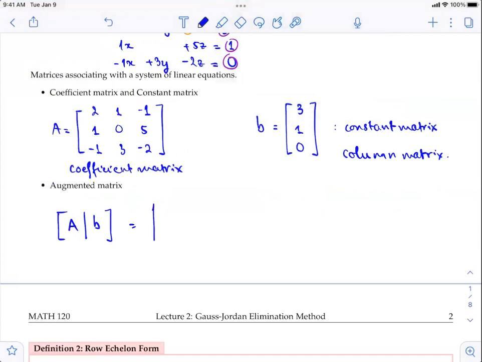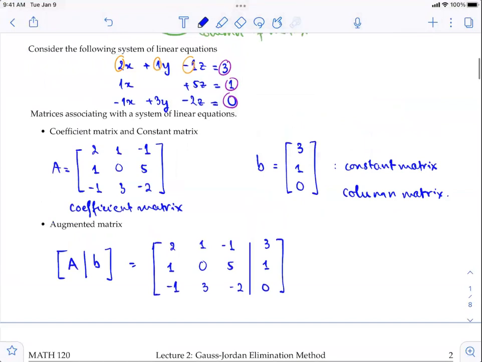So put everything together. You got 2, 1, negative 1, 1, 0, 5, negative 1, 3, negative 2, a big vertical line, and then 3, 1, 0. So we just formed the augmented matrix of the linear system given here. Now from this augmented matrix, eventually we're going to use something called the elementary row operations and perform the Gauss-Jordan elimination method to obtain the solutions of the system.